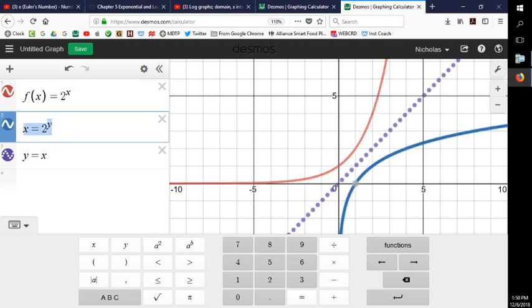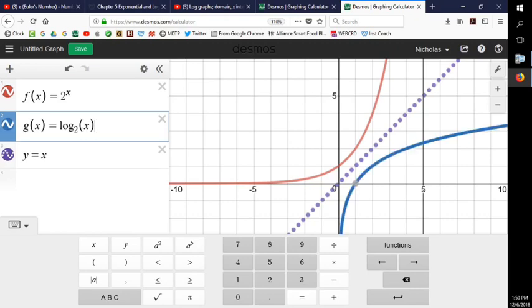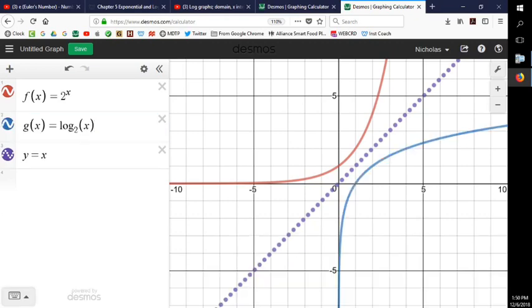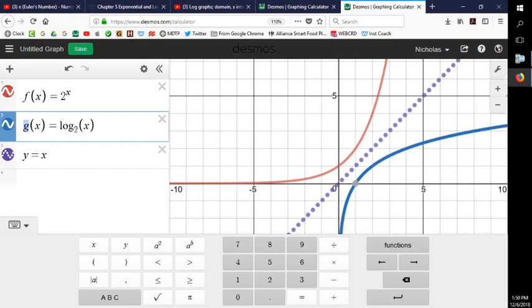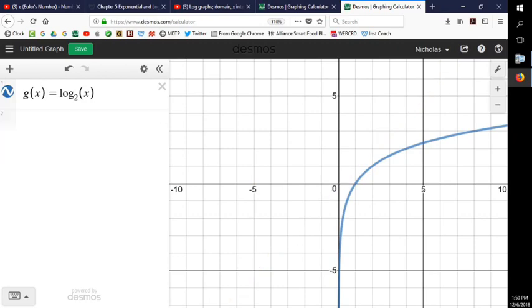So how would I write this in function notation? I would write it like this with a log. What? Yep, with a log. So I'm going to call this the g function. This g function is the inverse of this f function, and as you can see, it reflects about the y equals x line. So I want to talk about that guy for a little bit. Let's get rid of these guys. We're going to talk about the log function.